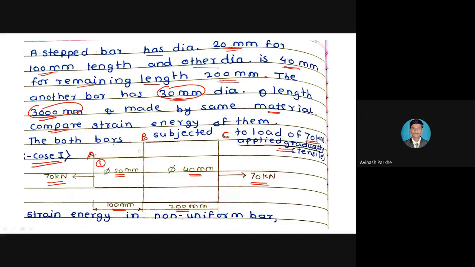Now, for case number 1, what is case number 1? We have to obtain the solution for the stepped bar. For case number 1, we have the figure in front of you. Two sections are given, their diameters are given, their lengths are given, and it is subjected to the load of 70 kilonewton which is applied gradually. By using this 70 kilonewton load, I can calculate the stress induced in section number 1 and the stress induced in section number 2. Now, first of all, we will do the calculation for section number 1.